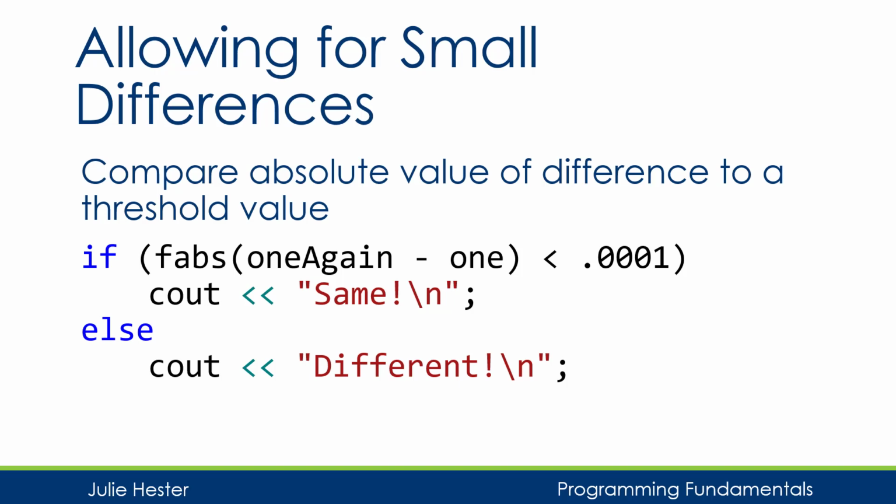So, for the two numbers that I had here, the 1.0 and then the other number where I added 0.1 10 times, if I were to execute this code, then when it ran, it would display the word same because they're close enough to the same that they have an extremely small difference.